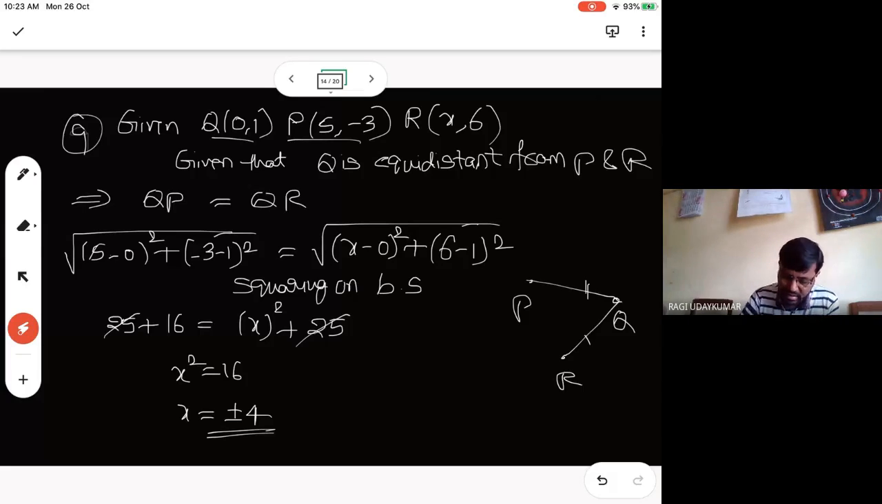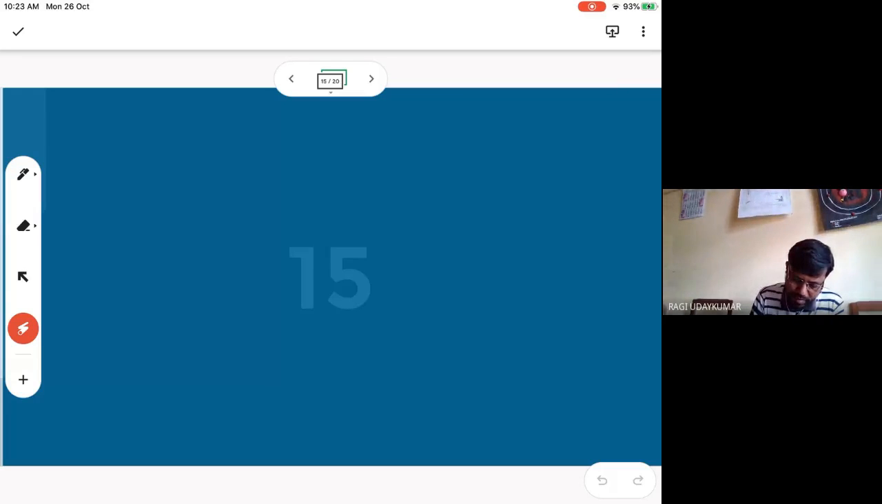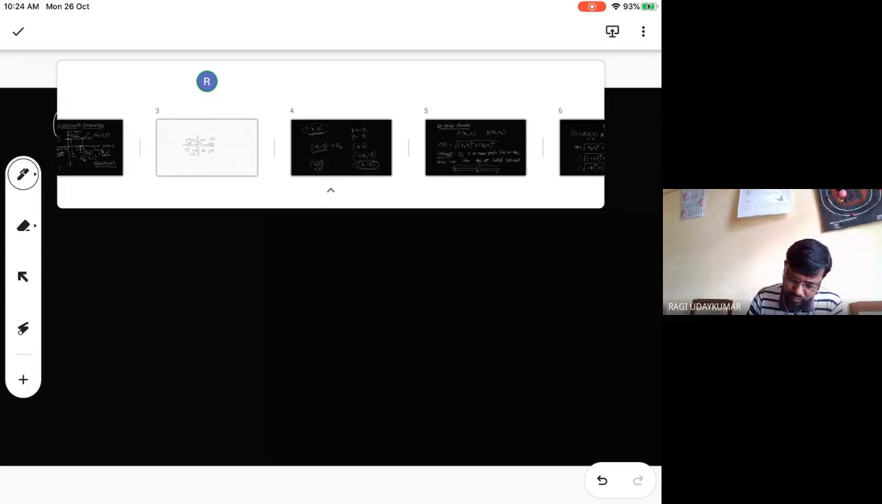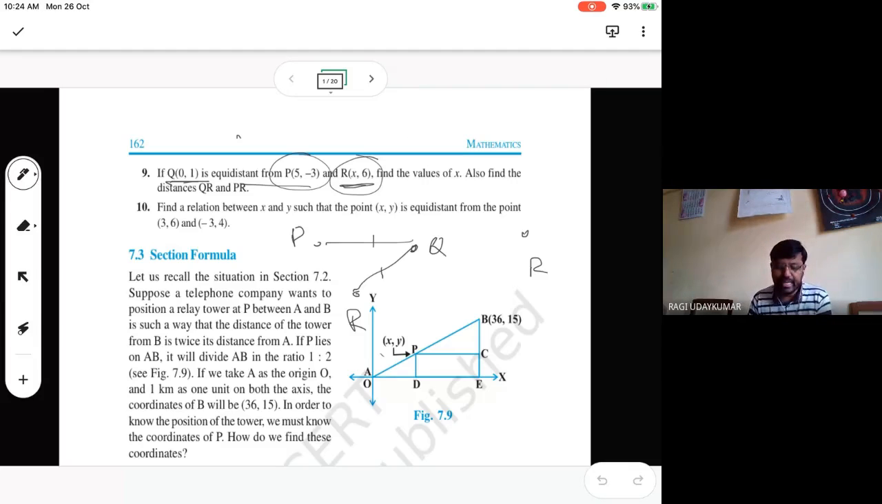So the next problem, let us go for the 10th problem. In the 10th problem also, what is the question given to you? Let us see here. The question is: find the relationship between x and y such that the point (x, y) is equidistant from the points (3, 6) and (-3, 4). The relation between x and y is what you are asked to find. Okay. So in that case, what to do here?